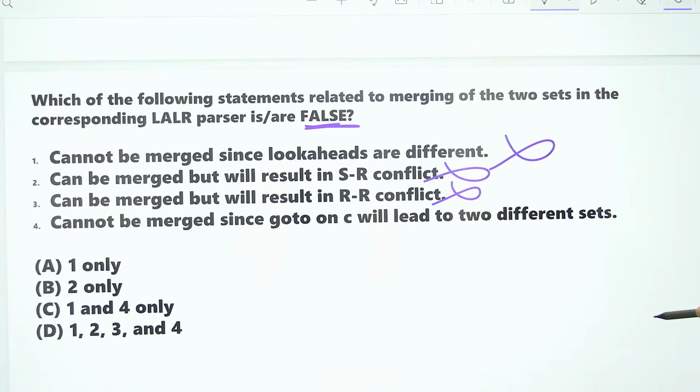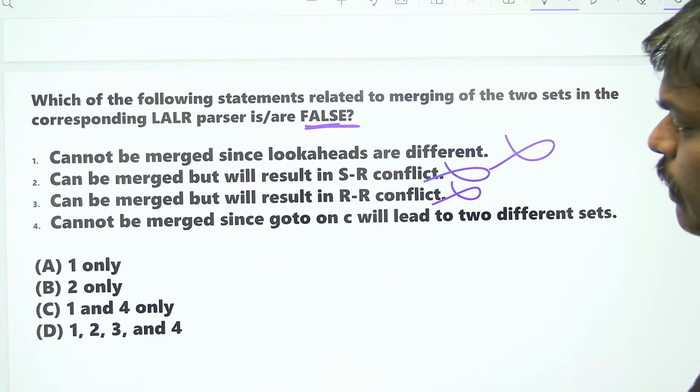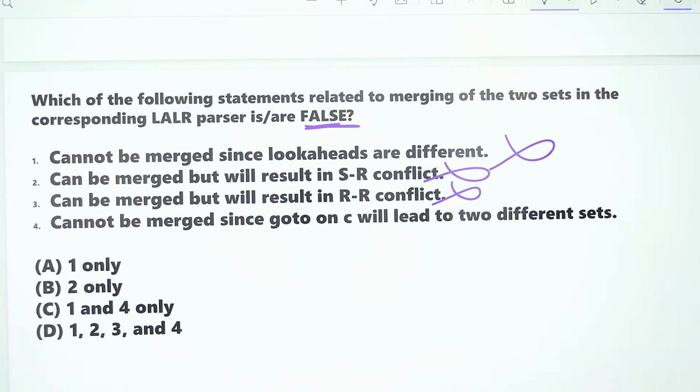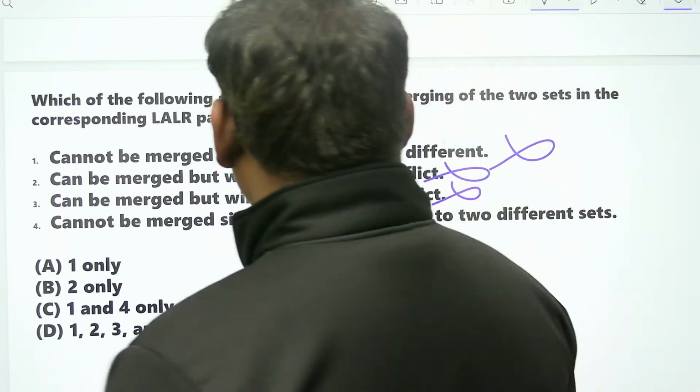He is asking which one of the following is false. Cannot be merged since lookaheads are different. Can be merged but will result in SR conflict. Can be merged but will result in RR conflict. Cannot be merged since goto on C will lead to different states. He is asking which is false. The options are: 1 only, 2 only, 1, 2 and 4, and 1, 2, 3, 4. So can you help, which one is false?